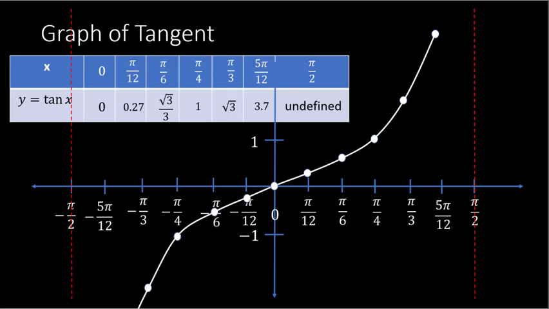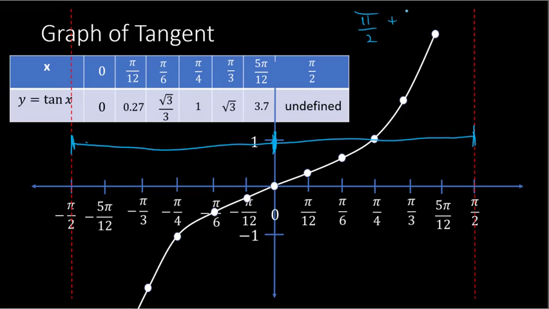If we look back here at the graph that we had, notice that everything falls in between pi over 2 and negative pi over 2. If you add that length together, from 0 to pi over 2 is pi over 2, and from 0 to negative pi over 2 is another length of pi over 2. That gives you 2 pi over 2, or pi. So the period, as we see here, is going to be pi. Everything falls within that range of numbers.